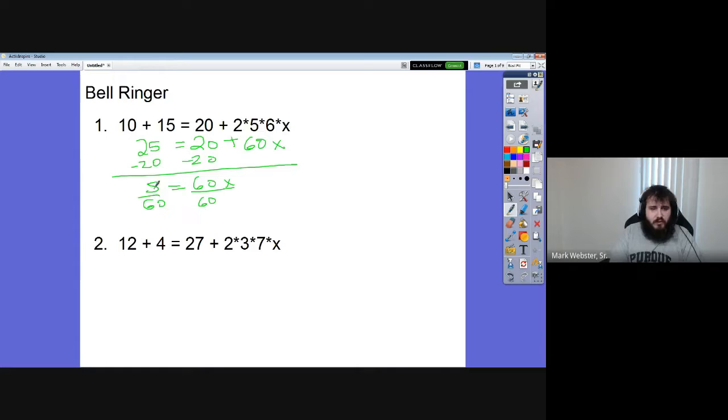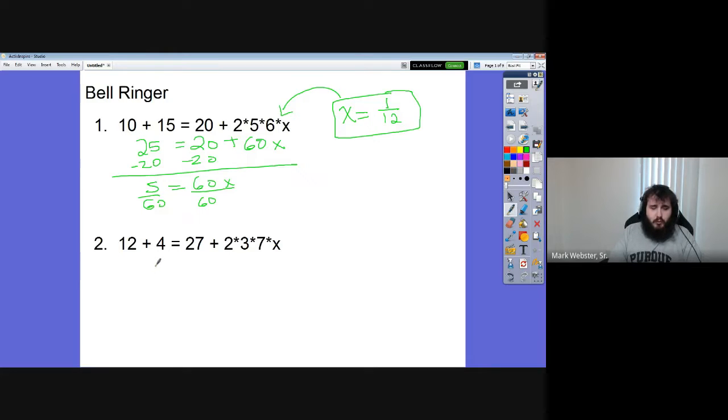And we'll notice that there's a factor of 5 from the top and from the bottom. So we'll be able to say 5 divided by 5 is 1. 60 divided by 5 is 12. So here the answer is 1/12 for this one.